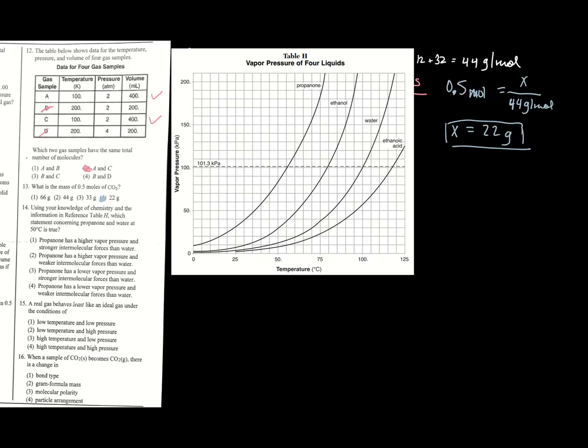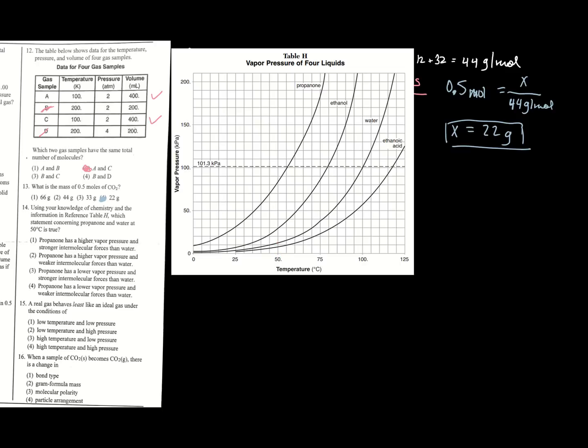Okay, table H, which is needed for number 14. Which statement concerning propanone and water at 50 degrees Celsius is true? So let's find table H. Let's pause. Okay, so now we've got table H present, and we're looking at the differences between propanone and water. We have to compare their vapor pressure and intermolecular forces. First, let's look at 50 degrees Celsius to compare vapor pressure.